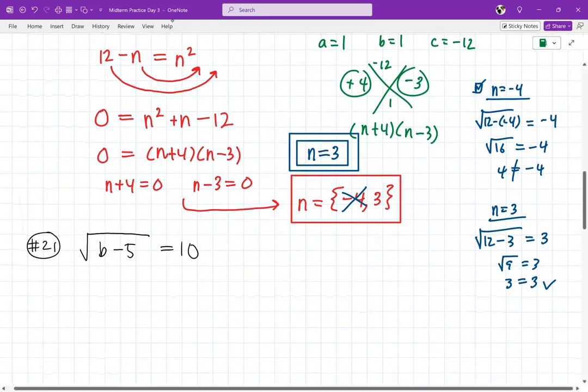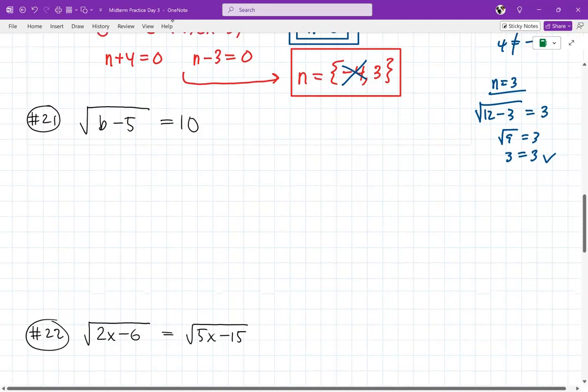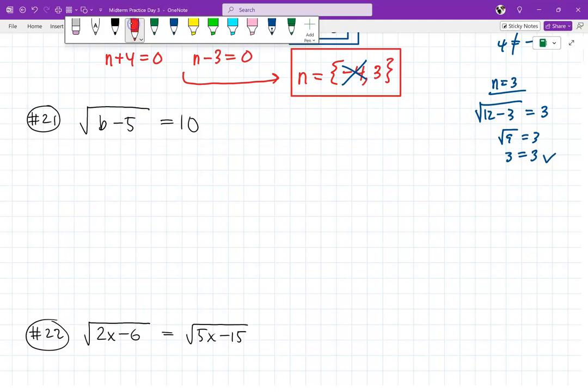We're good? All right, so look at number 21. Notice how the radical is all by itself already, right? So I'm just going to square both sides.